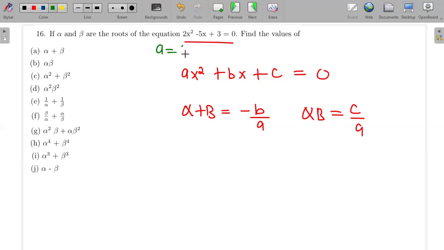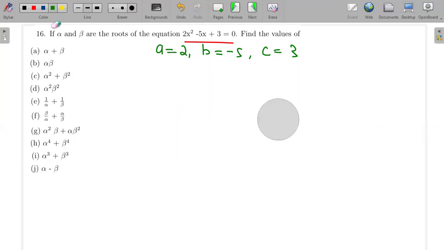The a is the coefficient of x squared, so in this case that is 2. The b is the coefficient of x, so in this case we get minus 5. And then c is the constant, which is 3. Okay, so let's start now finding the different combinations that we have here.